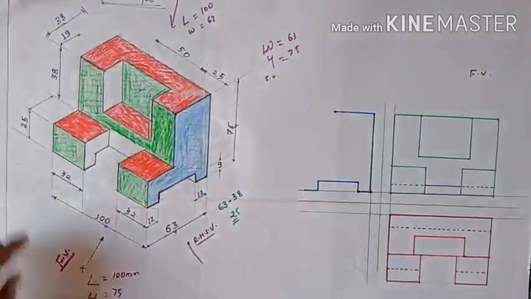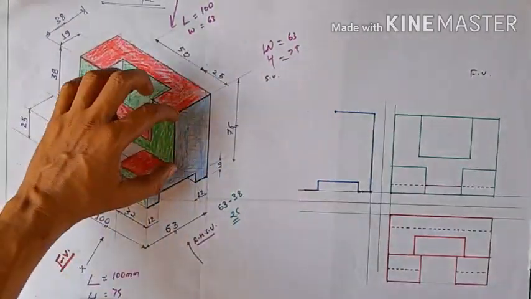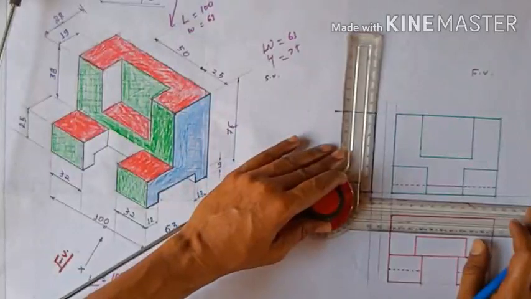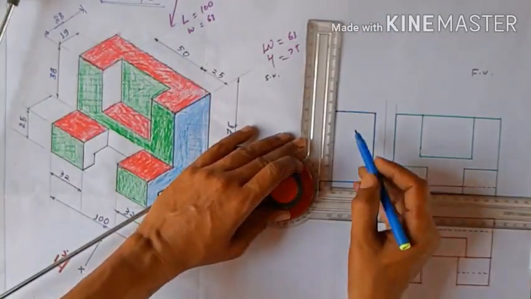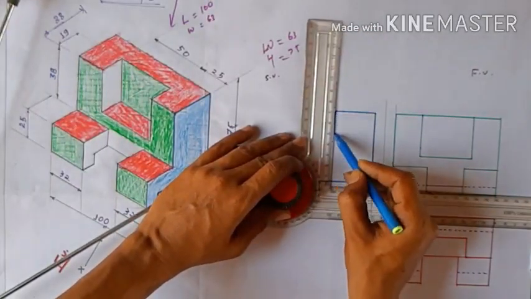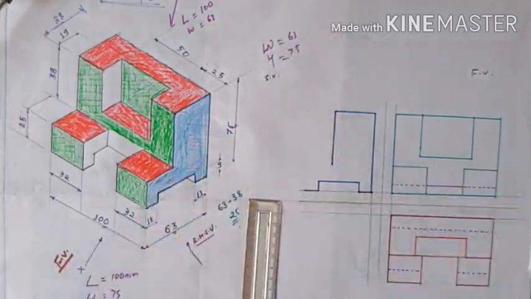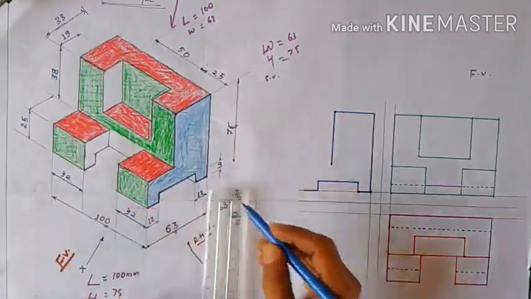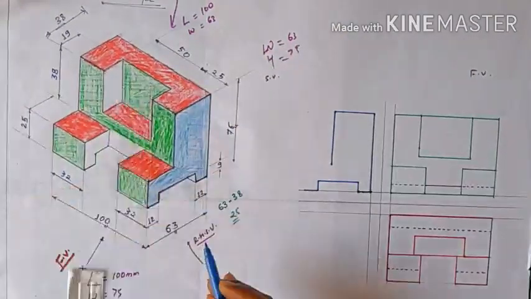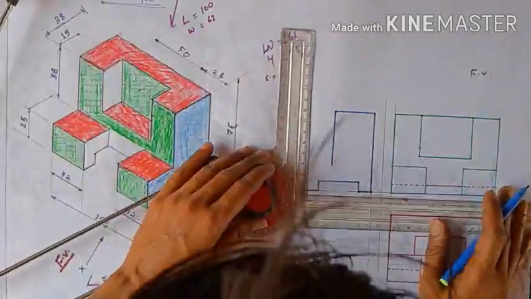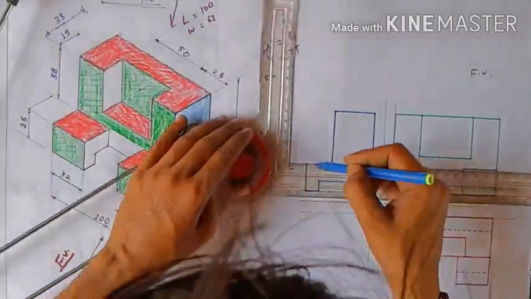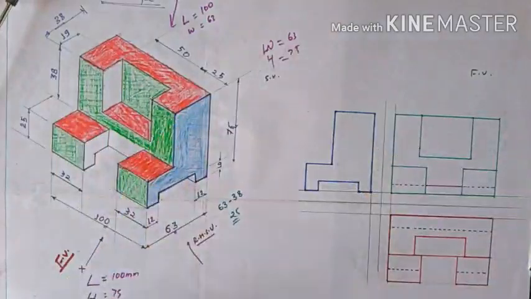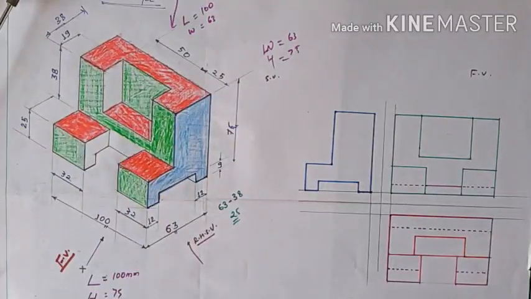What about this? We know this is 25 mm, and total height is 75 mm, so this is our 50 mm. Make this parallel to it and draw 50 mm below. So 10, 20, 30, 40, and this is 50 mm. Now from here we again draw 25 mm. This is your 25 mm, and join these two lines. So this is your side view, and here hidden lines also come.